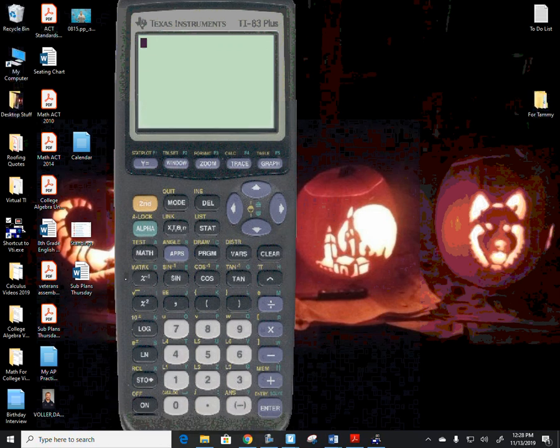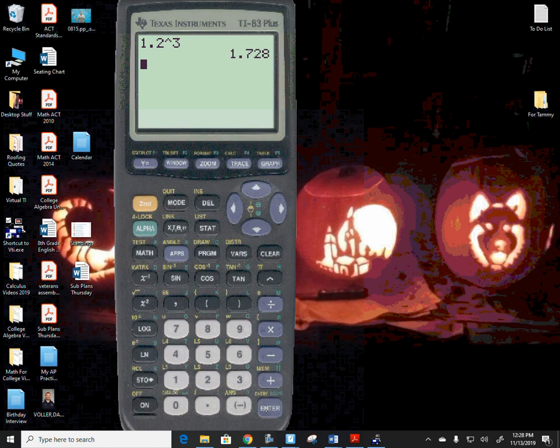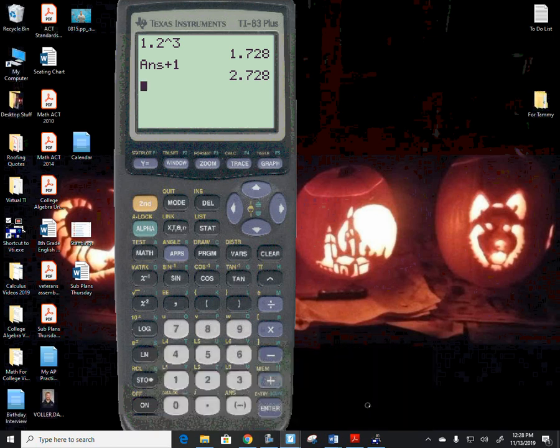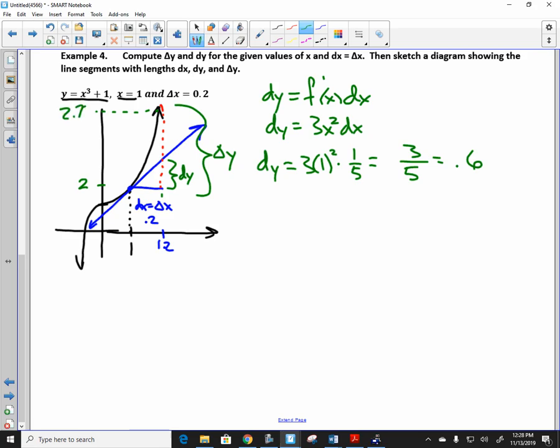So I've got 1.2 raised to the third power, and then I'm adding 1 to that, and I get 2.728. We go back to our graph here. So this is 2.728. So if that's 2.728 and that's 2, what is the true value of delta y? Yep, 0.728. So 0.6 is an underestimation. We can see it's relatively close to 0.728. Flip it over. Time for you to try to set this one up on your own.